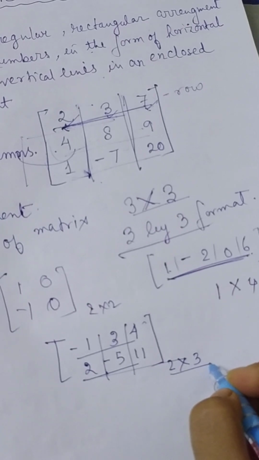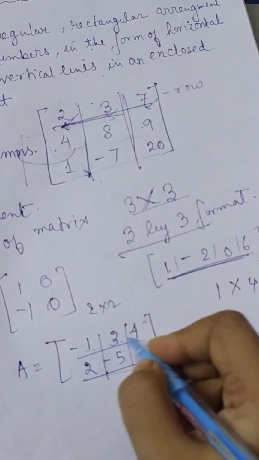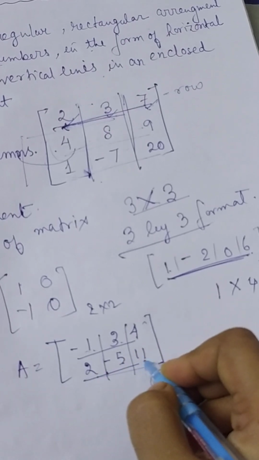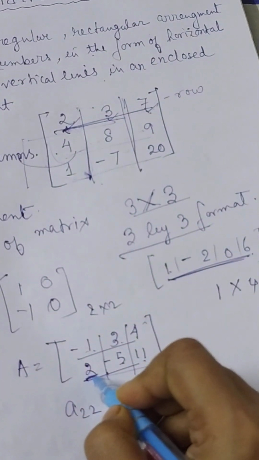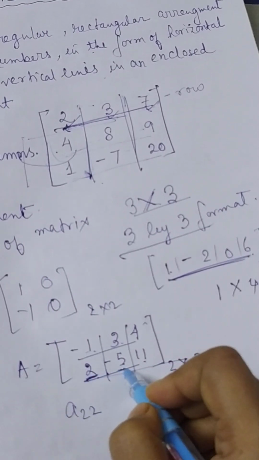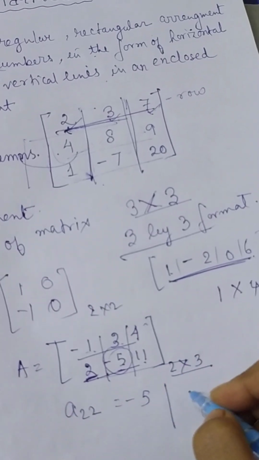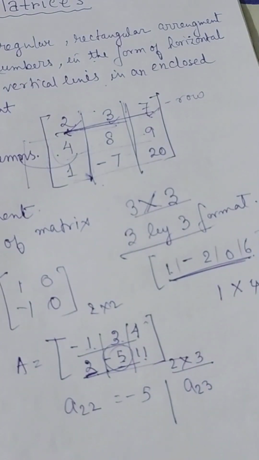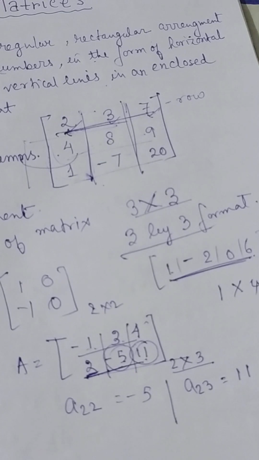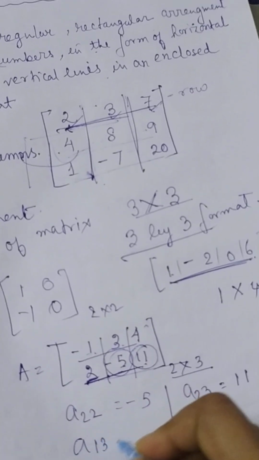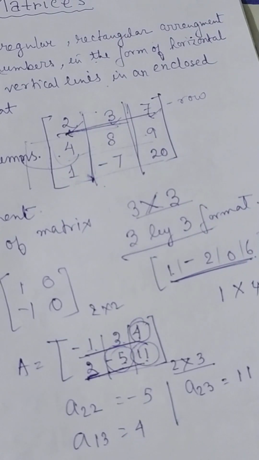Now, suppose I am naming it as A equals to minus 1, 3, 4, 2, minus 5, 11. If I tell you to find out the value of A22, that means it is in the second row, second column, that is minus 5. If I tell you to find out A23, that means second row, third column, that is 11. If I tell you to find out A13, that means first row, third column, that is 4. Okay.